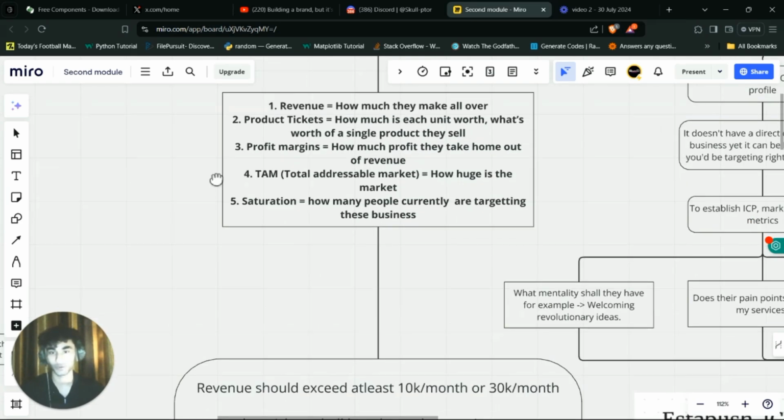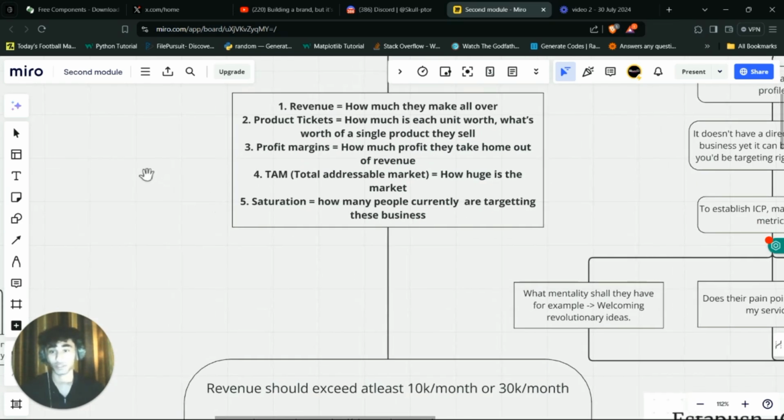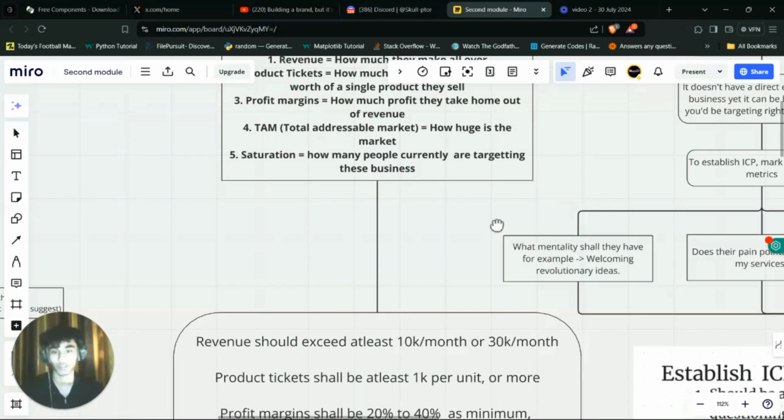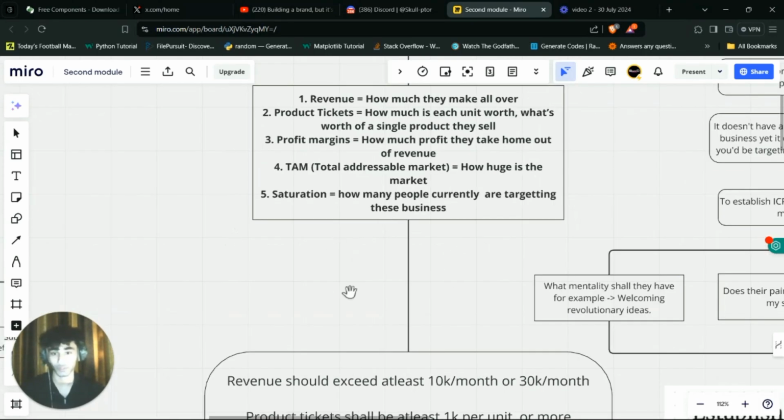Now this is important for you to understand how many leads you will be generating or how many leads you can potentially get. Next comes saturation, which means how many people currently are targeting these businesses, like other agencies like us. That's what the saturation is.